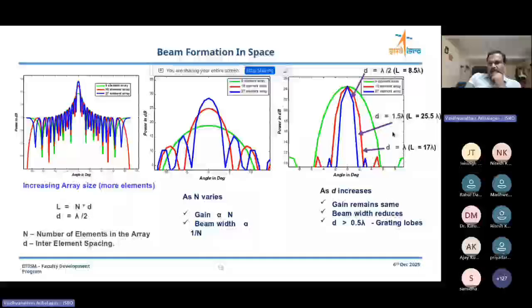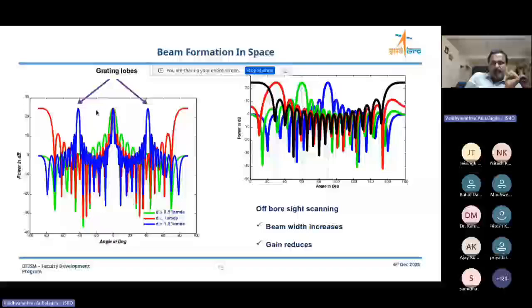So what happens is, see, in the previous case itself, if you see the number of elements, the inter-element spacing was lambda. In this case it is 1.5 lambda, and if it is lambda by 2, here the effective antenna size is becoming more, so the beam width is becoming narrow, but the gain is not improving, gain is remaining the same. But if you see the wider spectrum like this, probably here you can see it will end up in a grating lobe.